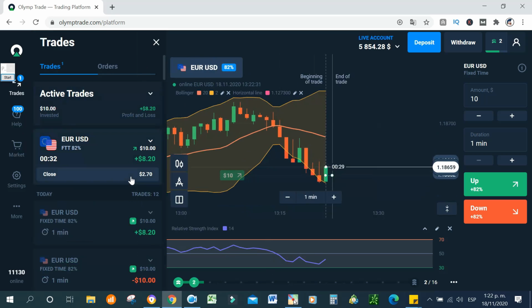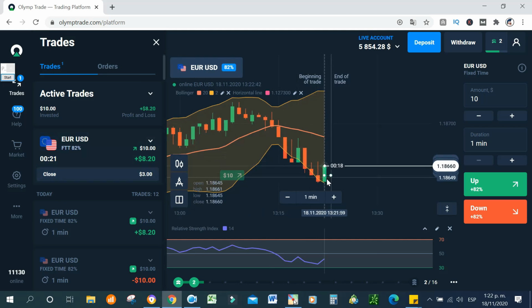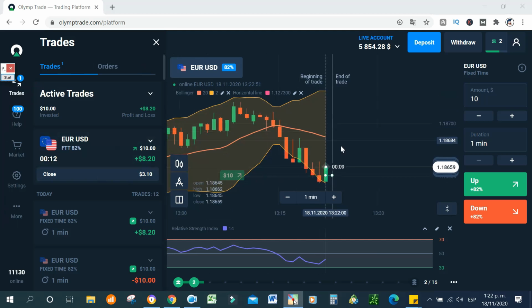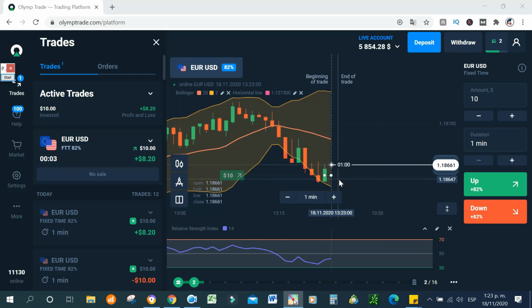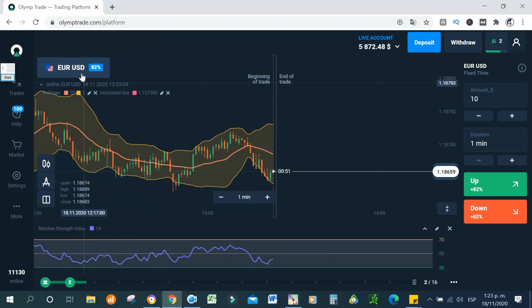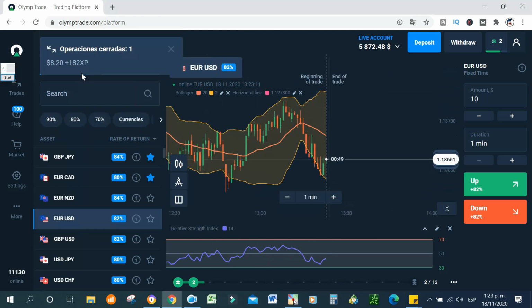Let me check. I think I will close this trade before expiration, because I entered the trade too late. I wanted to take the entry just here on this level, but it's okay. It's doing okay. We just have 8 seconds left, and we are winning. And yes, guys, we won this trade too. We won this trade. So, guys, as you can see, this strategy is so simple.